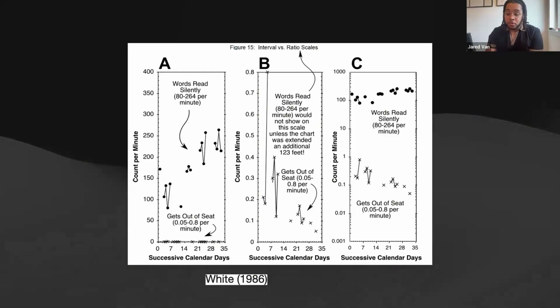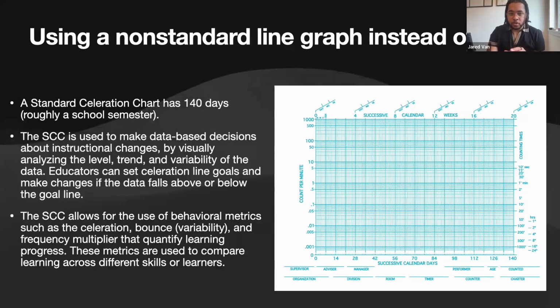This makes it a more equitable tool for analyzing and interpreting behavior data across diverse performances and learners. The standard acceleration chart provides equity by focusing on the rate of learning, how quickly or slowly a behavior changes over time, rather than just the absolute level of performance. So let's talk about this standard acceleration chart.